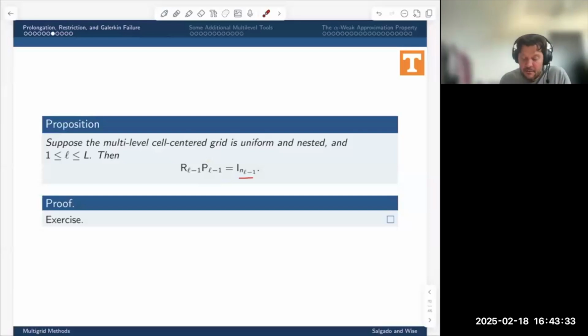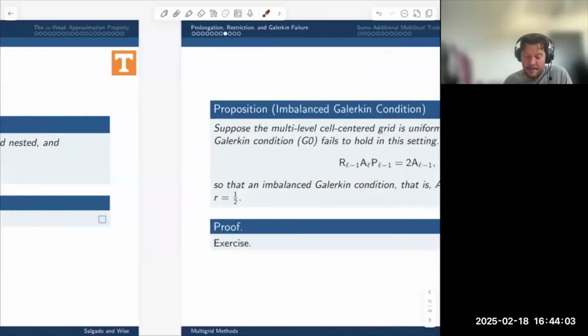But if I do it in this order, restriction first and then prolongation second, then I get a square matrix in return, which is NL minus 1 by NL minus 1. Well, the question is, what matrix do you get? And it turns out you exactly get the identity matrix. Kind of an interesting little feature. It's a very easy exercise, and I'll let you guys handle that one.